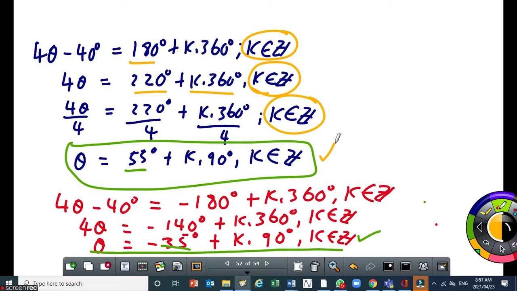Alright. So then, after considering the positive, you consider the negative. Well, there are 2. So I need to get 2 general solutions. Then I'll take my minus 40 to the right, I'll get positive 140 degrees plus k times 360, where k is an element of z. Then I'll simplify, get theta equal to minus 35 degrees plus k times 90. And of course, k is an integer. And then you're done.